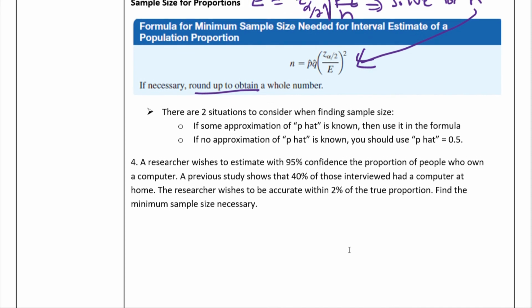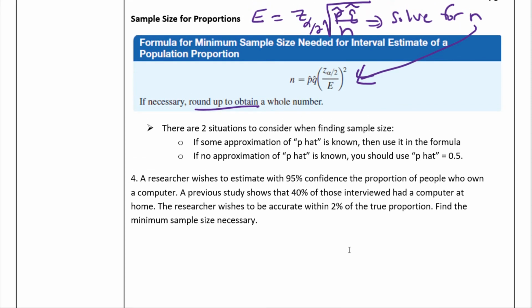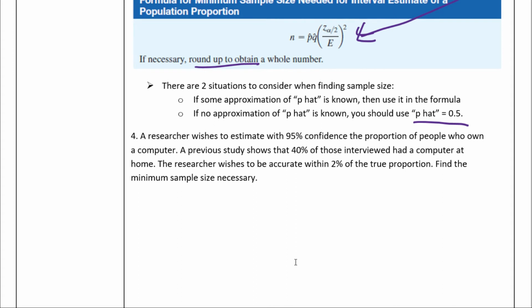So there are two situations to consider. The first situation is that you know what the p hat is, so then you would simply plug it into the formula. The second situation is, if you don't know what p hat is, then you should use 0.5 as your p hat. If you don't know what that is, use that to be conservative with your estimate.